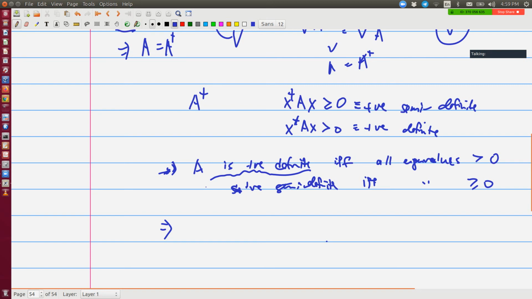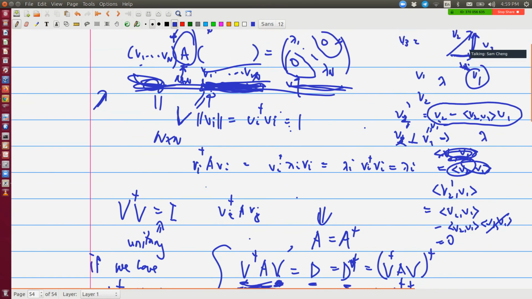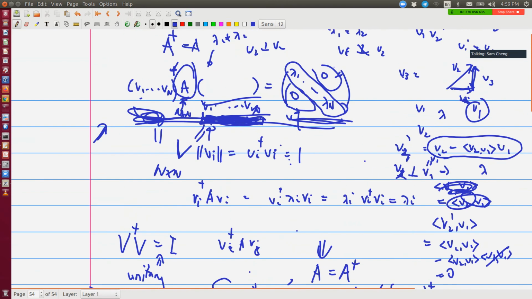The eigenvalues are in the diagonal matrix D, and the diagonal lambda is all here. So all of these will be positive if A is positive definite; there is no zero in there. If it's semi-positive definite, there will be some zero in there. If none of them are zero or negative, then it is positive definite.